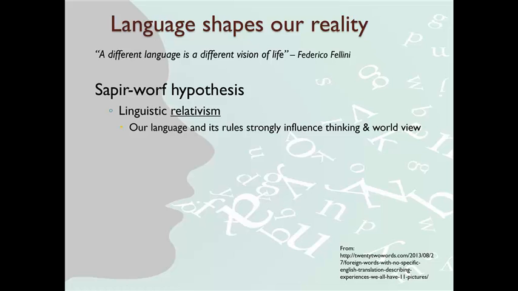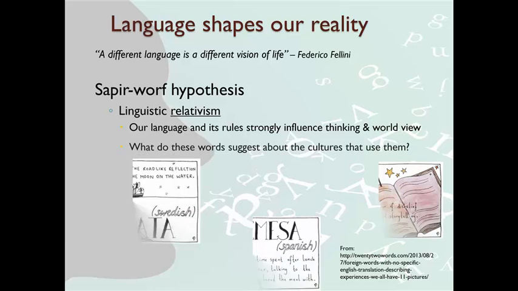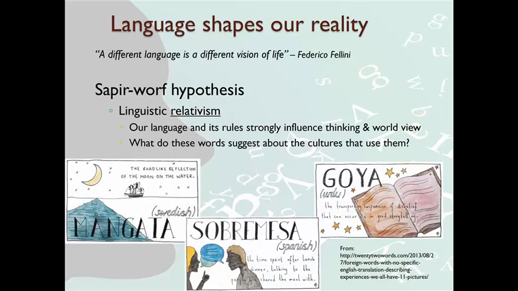So the idea of linguistic relativism within the Sapir-Whorf hypothesis states that our language and its rules strongly influence our thinking and our worldview. So for instance, if you take a look at these words, what do they suggest about the cultures that use them? Right? What does it suggest in the language of Urdu that there's one single word that means the transporting suspension of disbelief that can occur in good storytelling? Right? This idea of when you watch a film or read a book or hear a story, that you dive into that story, right? And you're part of that story.